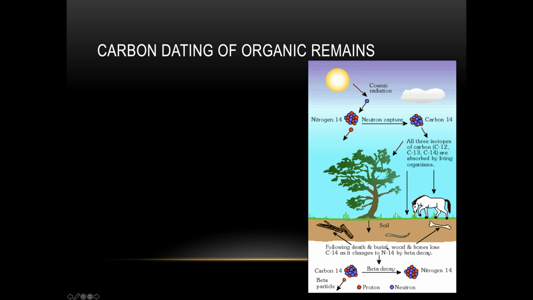Now, once an animal or plant dies, it stops consuming carbon. And so the quantity of carbon-14 begins to go down, and it will change into nitrogen-14 at a very regular rate. So we can use the ratio of carbon-14 to nitrogen-14, or how much carbon-14 is left compared to how much you started with, to figure out how long this thing has been dead.